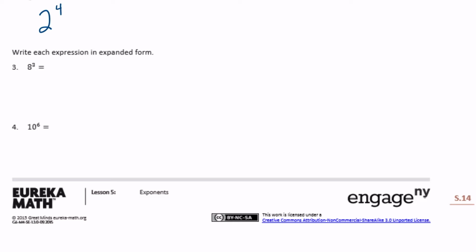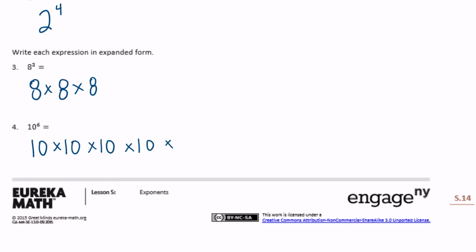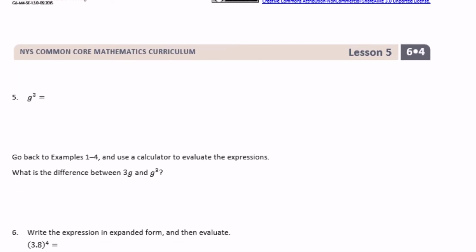Write each expression in expanded form. So 8 to the 3rd power, that is not 8 times 3, that is 8 multiplied by itself 3 times. So 8 times 8 times 8. 10 to the 6th power would be 10 multiplied by itself 6 times. So g to the 3rd power would be g multiplied by itself 3 times, whatever g is, whatever variable they decide, or number they decide to assign to that variable.